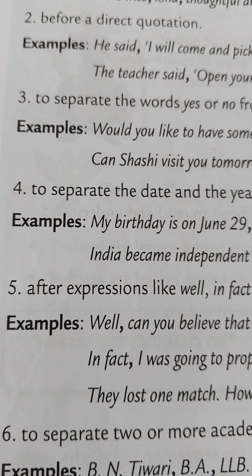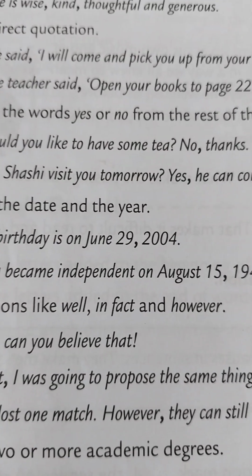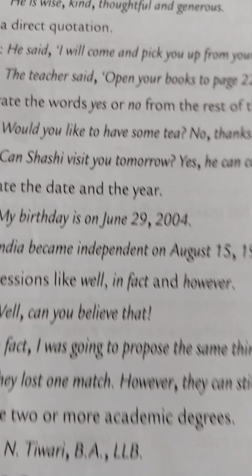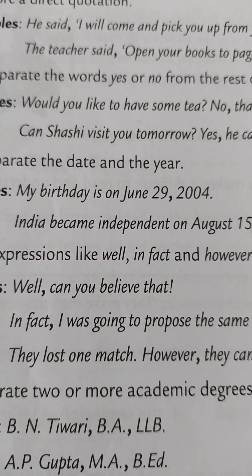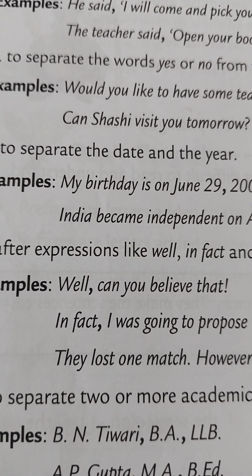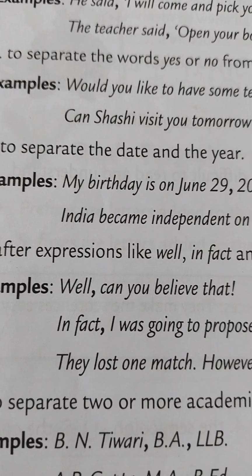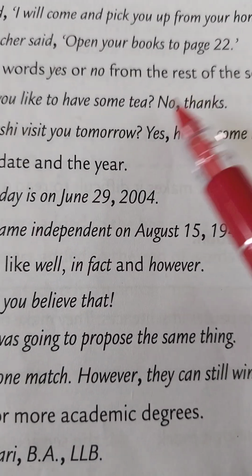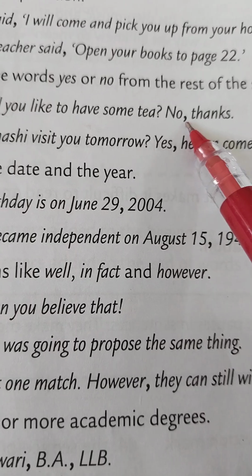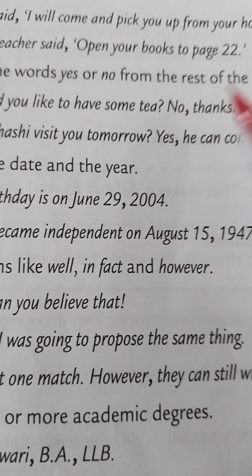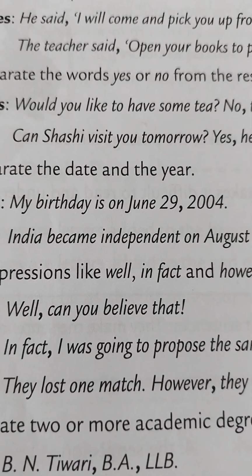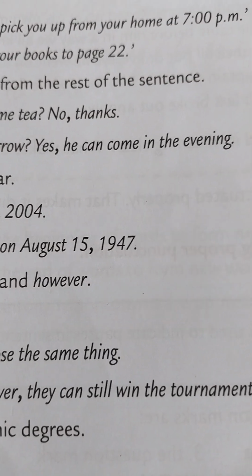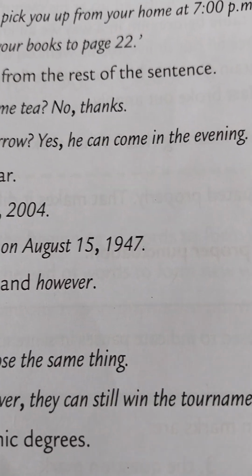Now we put comma to separate the words yes or no from the rest of the sentence. So if there are words like yes or no in the sentence, we put comma to separate these words in the sentence. Okay. For example, would you like to have some tea? No. You can see the word no is there, and we have separated it from the rest of the words with comma. Can Shashi visit you tomorrow? Yes, he can come in the evening.